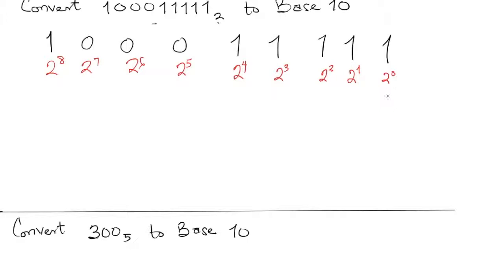Now, write out the result of this. 2 raised to the power 0 is 1, 2 raised to the power 1 is 2, 2 raised to the power 2 is 4.